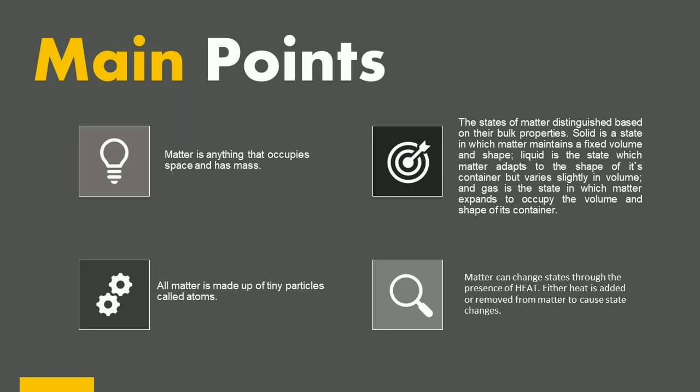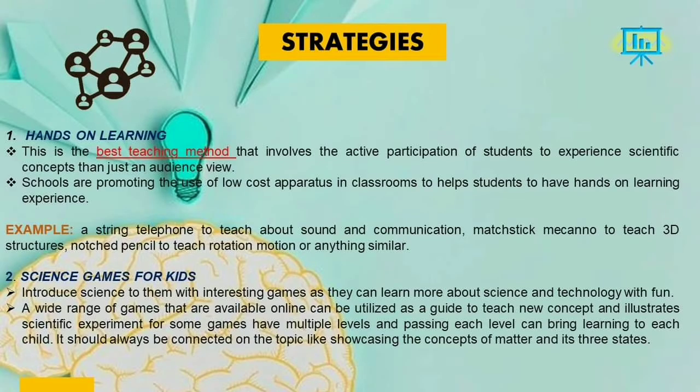They can change states through the presence of heat. Either heat is added or removed from matter to cause state changes, or, in short, they can undergo the process of melting, boiling, freezing, or condensation, so that it will definitely show how a solid becomes liquid, or liquid becomes gas and gas turns into liquid, or vice versa.